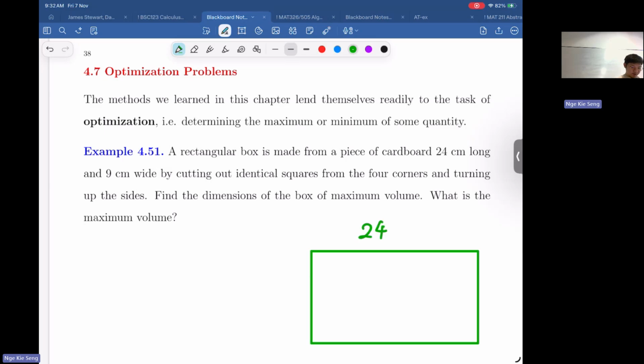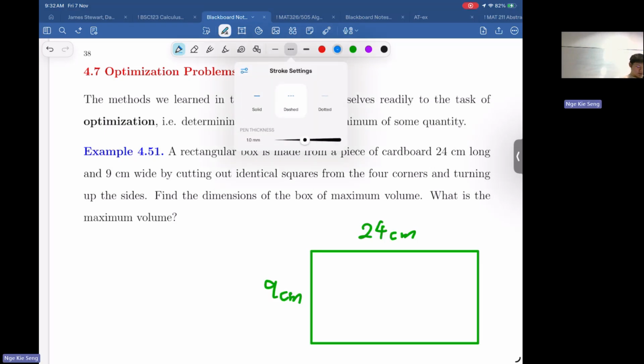So it's 24 cm long and 9 cm wide like that. Cutting out identical squares from the 4 corners. So what does it mean? Any idea? What does this mean? Good. Okay, so you put 4 squares at the corners, yeah, and then cut them out. Very good, good picture.